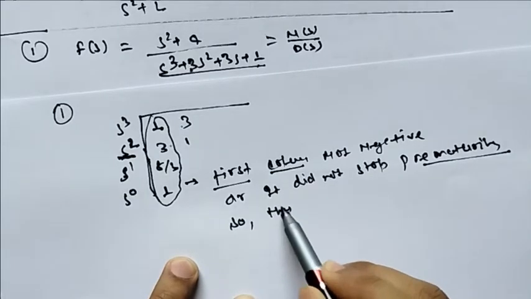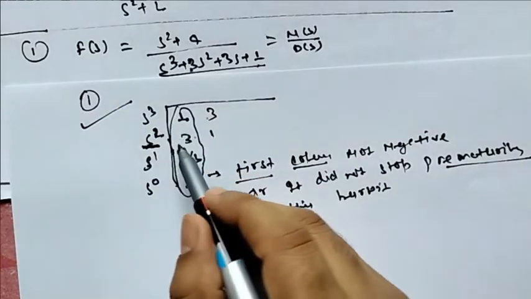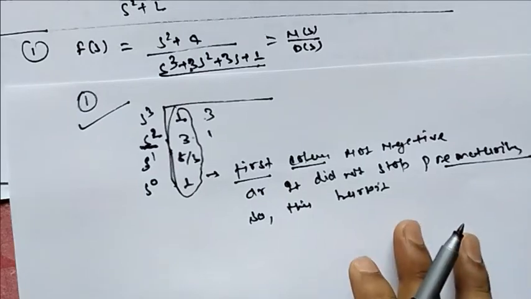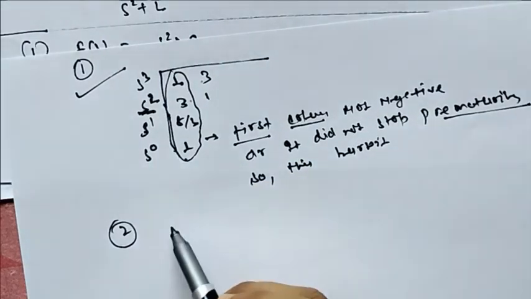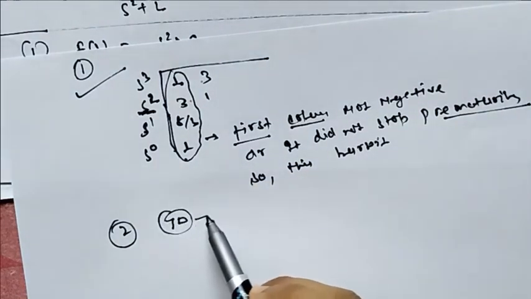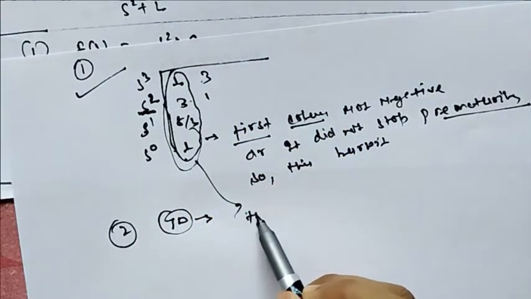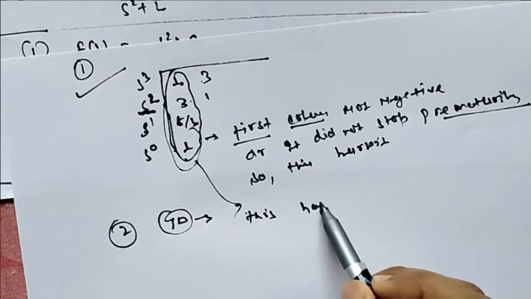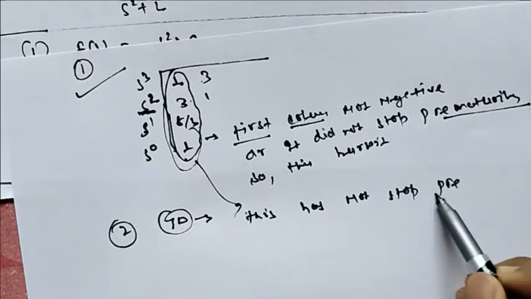So this is a Hurwitz polynomial. In the first case we got it; we can also do this by successive division. Now the second point: we need to check whether there are poles on the j omega axis. There is no pole on the j omega axis. How did we come to know? Because the division has not stopped prematurely.